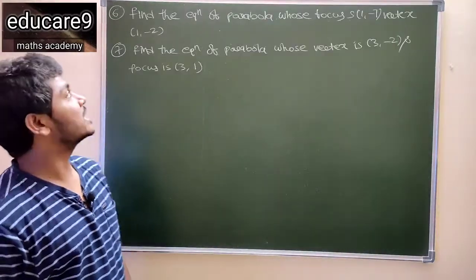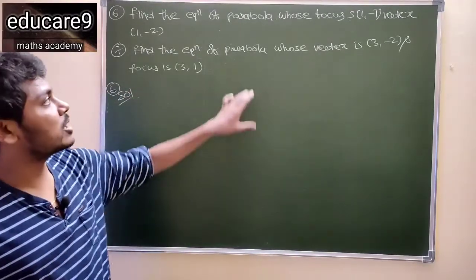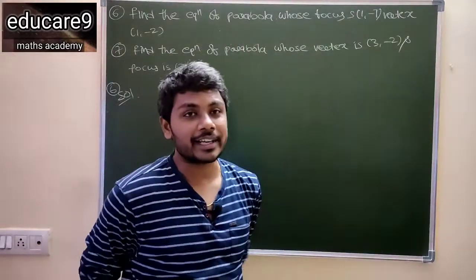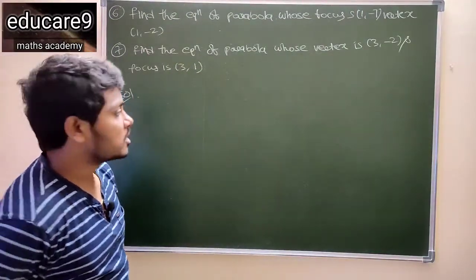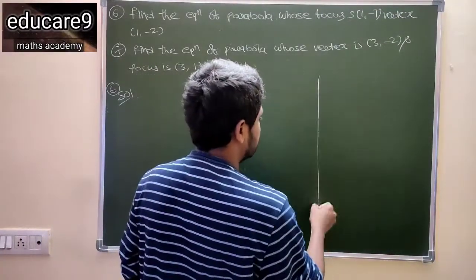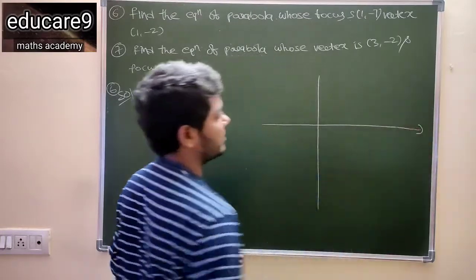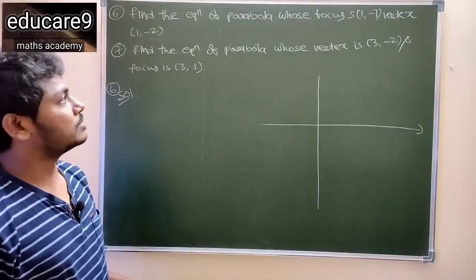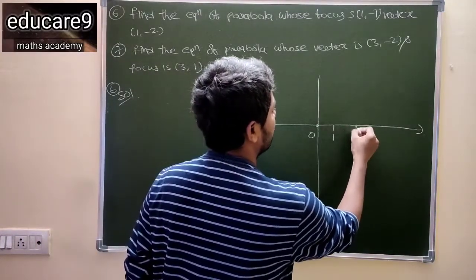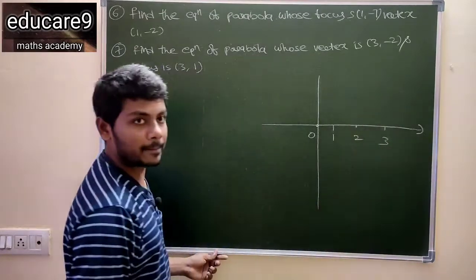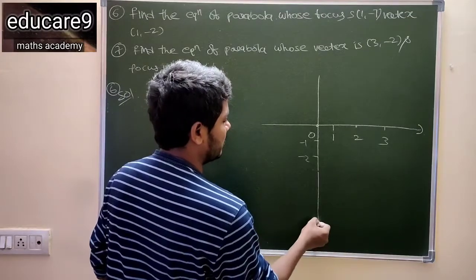Okay. So see the sixth solution. Find the equation of the parabola whose focus is what? (1, -7) and vertex is what? (1, -2). So once you consider the coordinate axis, this is the coordinate axis. Now see here, 0, 1, 2, 3. And this is -1, -2, and so on, -7.